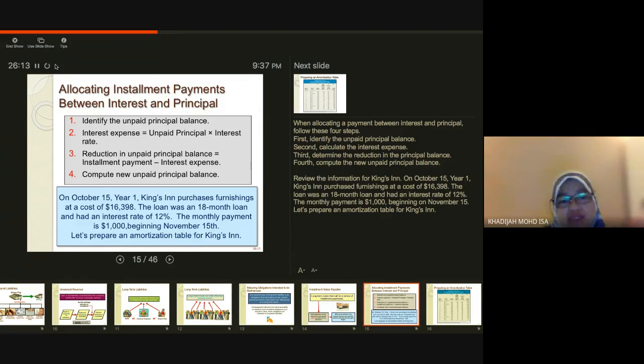When you purchase, you create accounts payable, and the cost is only 16,398. But then it comes with an interest of 12% per annum. When you see 12%, 9%, all this is always per annum. Then the monthly payment is 1,000. So how much do you actually pay every month? 1,000, but that is for 18 months. So if you calculate 18 months, the total is 18,000. How much did you actually borrow? 16,398. Why do you pay more?